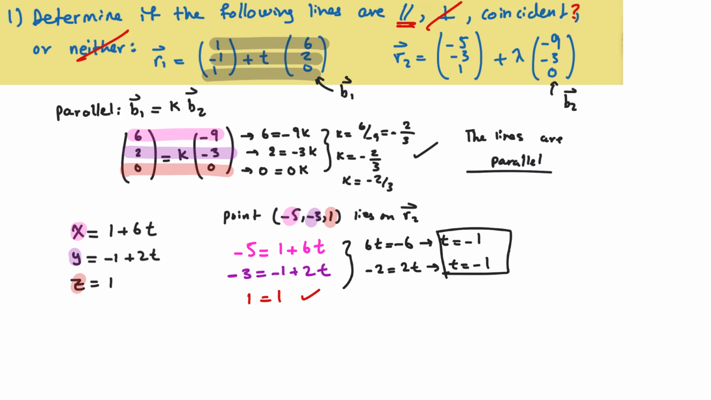Since t is consistent here, and since this is also consistent, 1 is equal to 1, that means the point -5, -3, 1 also lies on the line defined by vector R1. Therefore, they are both parallel and they share a point, and therefore they are coincident lines.